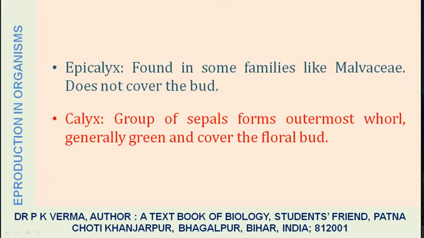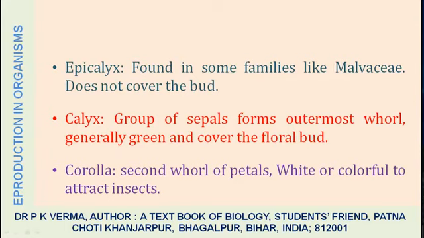Now the calyx is the first and outermost whorl made of sepals. It is generally green and can photosynthesize. But in some flowers, such as pomegranate, the calyx also is colorful. It has an attractive saffron color. It is often persistent.